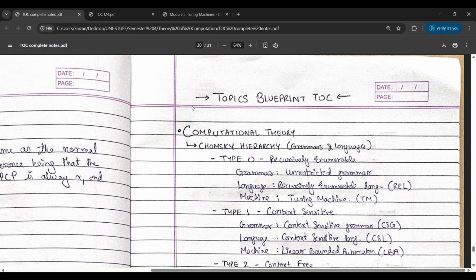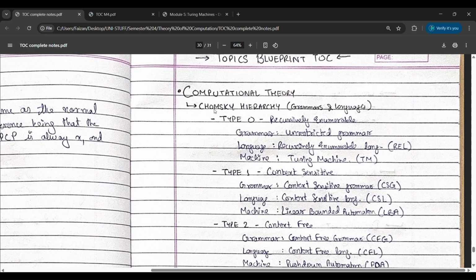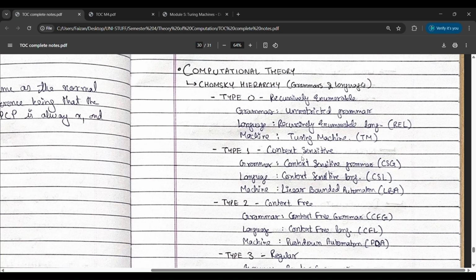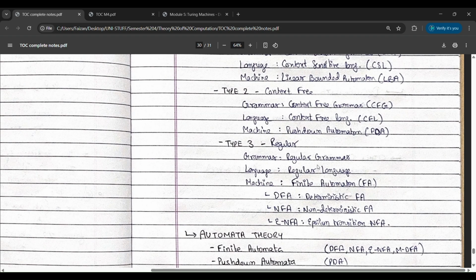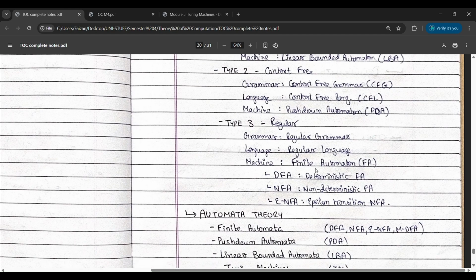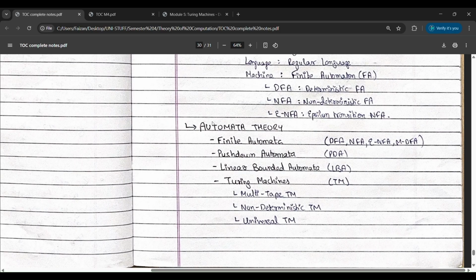Quick covering of the entire syllabus. Okay, this is a blueprint for TOC. We've had the Chomsky hierarchy. Type 0, we just studied it: recursively enumerable language. It has unrestricted grammar, it makes REL languages, and the Turing machine is used in it. We have context sensitive, which is type 1. It is context sensitive grammar, you have context sensitive language for that, and it is accepted by linear bounded automaton. You have type 2, which is context free, for which you had push down automata. And regular, for which you had finite automata such as DFA, NFA, epsilon NFA, MDFA as well.